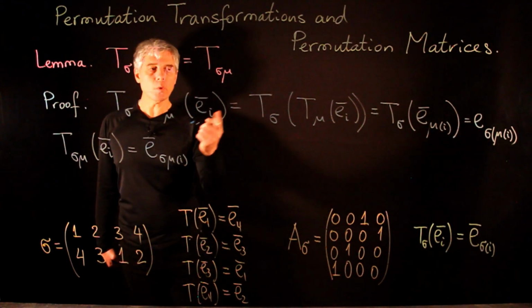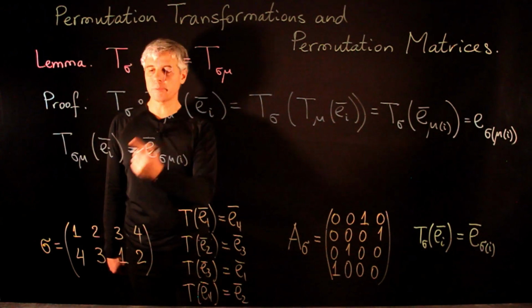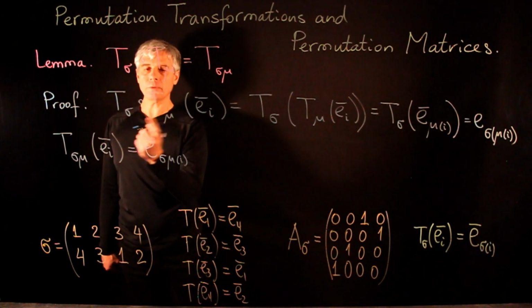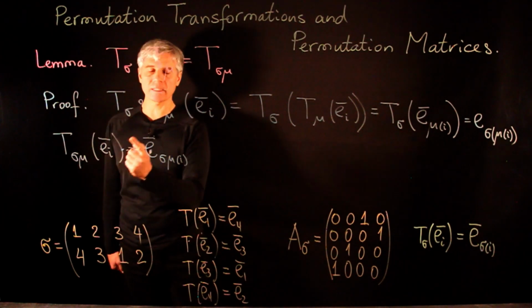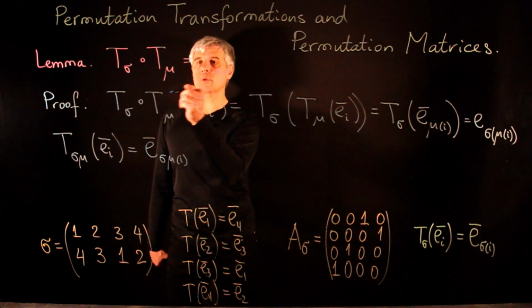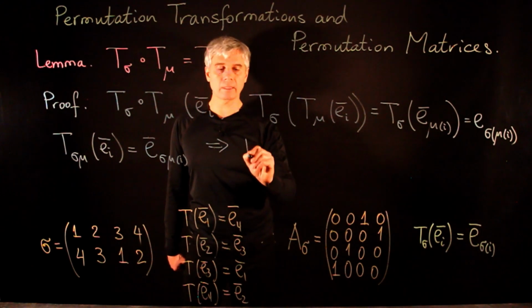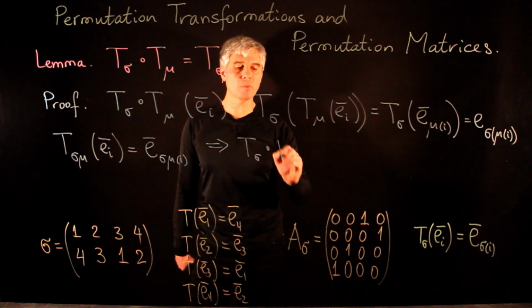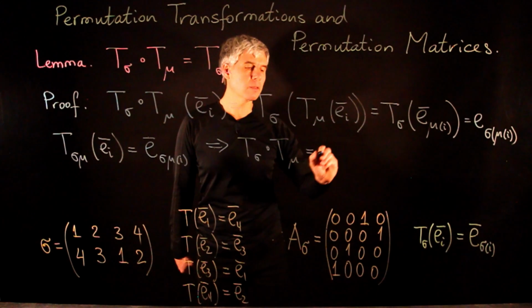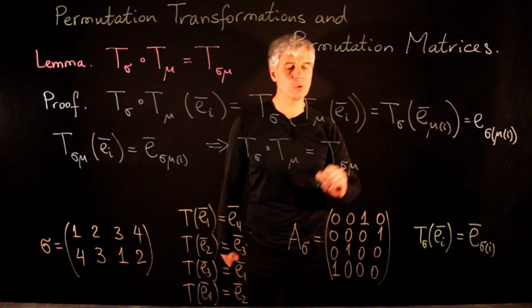Now, we know that a linear transformation is determined by its values on standard basis vectors. So if two transformations coincide on standard basis vectors, then these two transformations are equal. So from here, we conclude that the composition of T sigma with T mu is indeed the permutation transformation that corresponds to the composition of permutations.